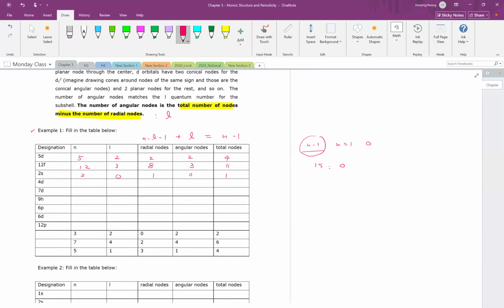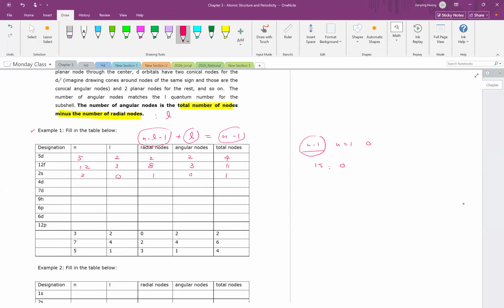Got it. Oh, how to calculate? Okay, the calculator, see, here, give me the formula to calculate. We should know the N and L. That's for the radius. Angular nodes L, you should know what is L. Total nodes N minus 1, you should know the N. What is N? We did it last class, we review today.